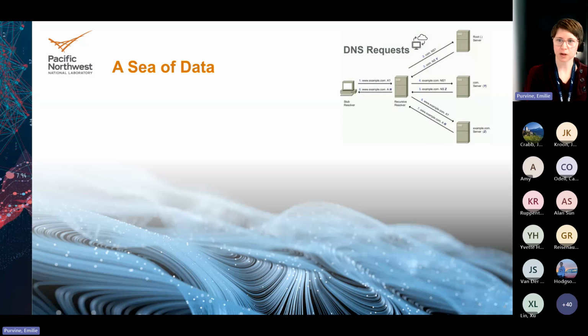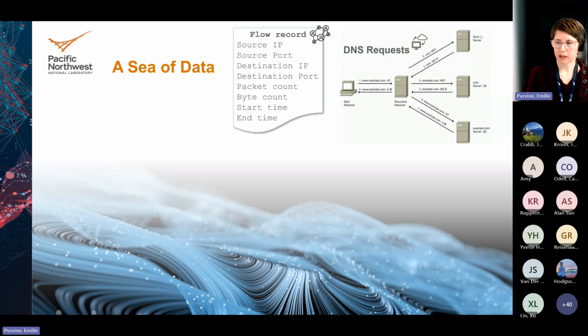So DNS request is one where a human asks for example.com and we need to translate that to an IP address. How do we do that translation? We ask a domain name system server, what's the IP address that I should go to? Those are DNS requests.